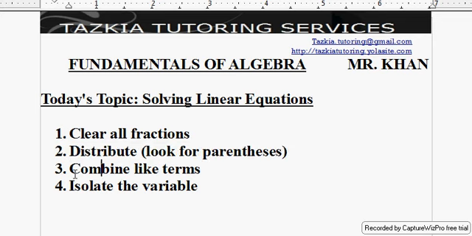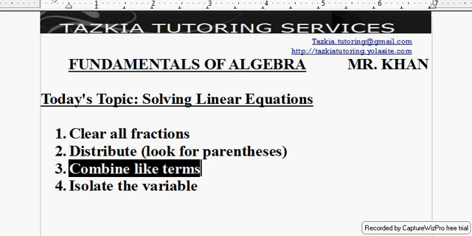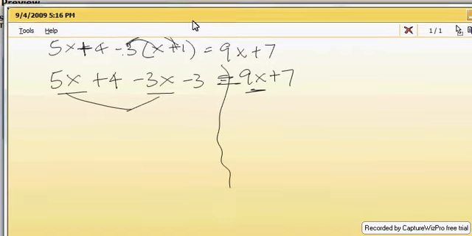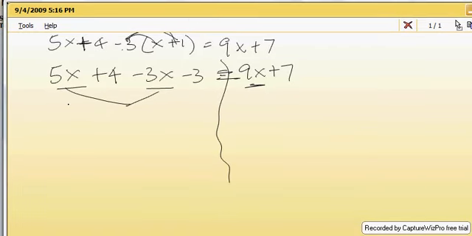Then I'm going to look at my third step. That's combining like terms. Let's identify the like terms first. I have 5x and negative 3x on the left side of the equation. And on the right side of the equation, I have 9x. So I'm going to go ahead and combine these two first. 5x minus 3x gives me 2x, and once these two are combined together, I need to make sure I identify what's left over on this side of the equation. What's left over is plus 4 and minus 3.